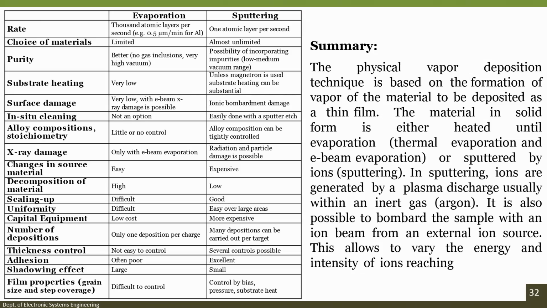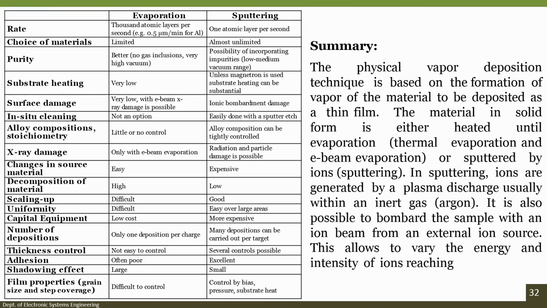So, if you want to summarize the PVD techniques, you can say that PVD is a technique based on the formation of vapor of the material to be deposited as a thin film. The material can be in solid form, which is generally heated until it evaporates, either using thermal evaporation or E-beam evaporation, or you can sputter it using ions. In this case, we generally use argon gas to bombard the target, and the sputtering ions are generated by plasma discharge, usually within an inert gas, which is argon. It is also possible to bombard the sample with an ion beam from an external ion source.